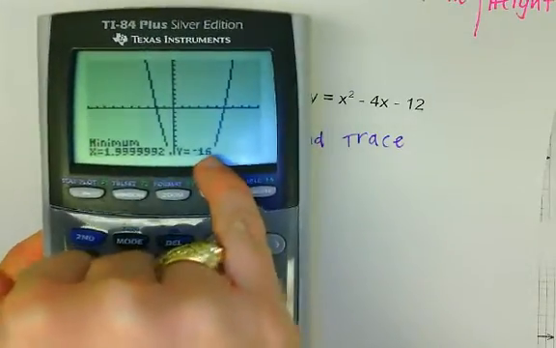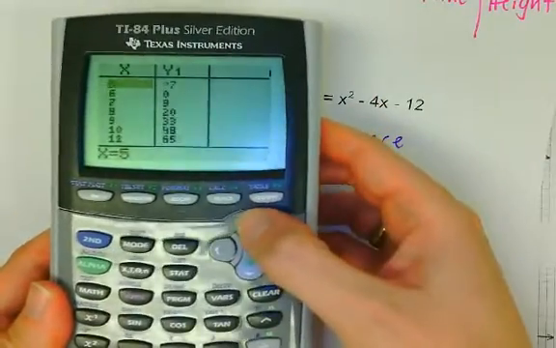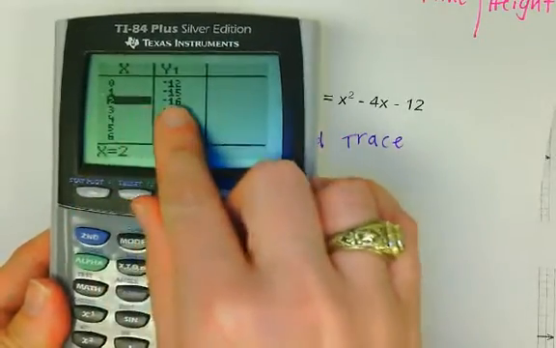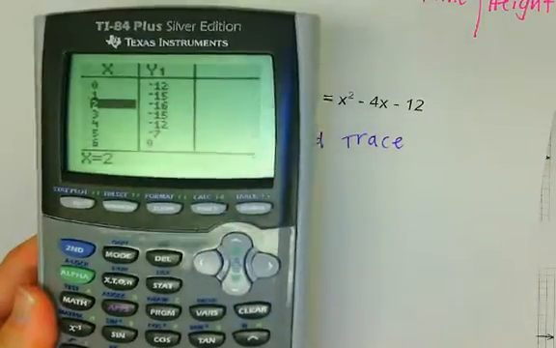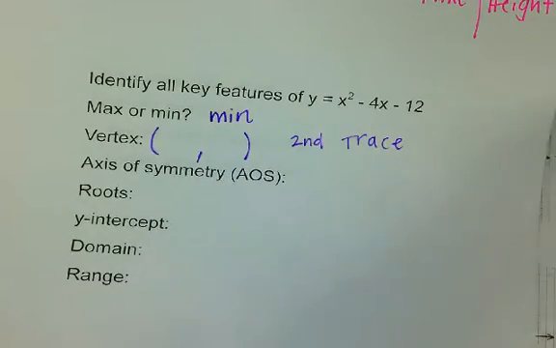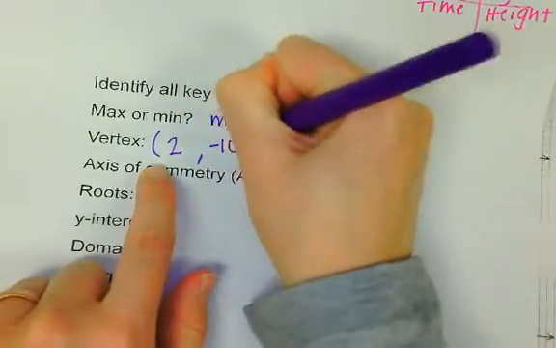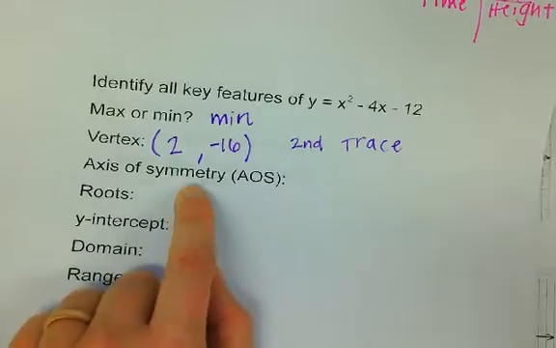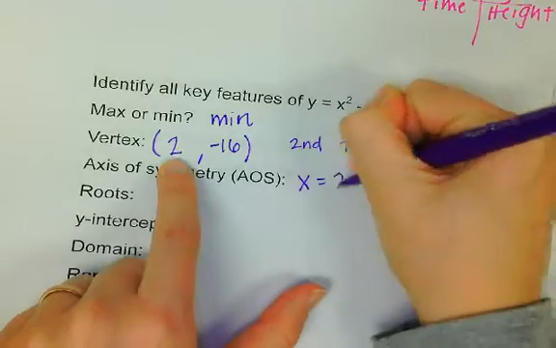2 and negative 16. And now that we've talked about symmetry in the table, look what you could go check for. 2, negative 16, and the y values around that start to repeat and show me symmetry. So together, those values are the lowest point, the vertex. The axis of symmetry is the x in the middle of the graph, so x equals 2.